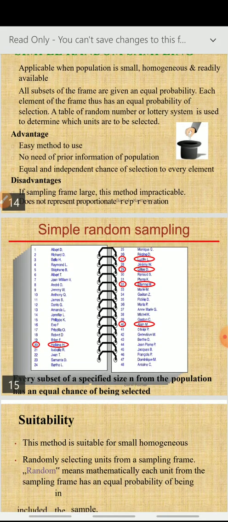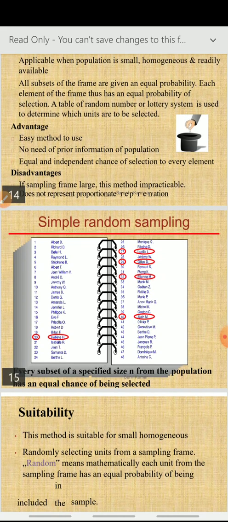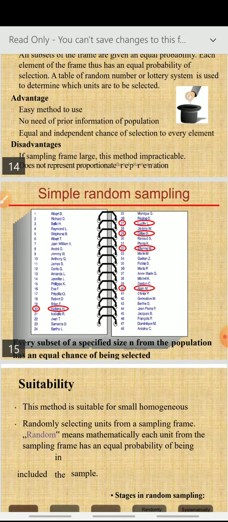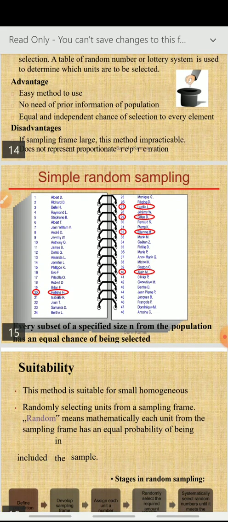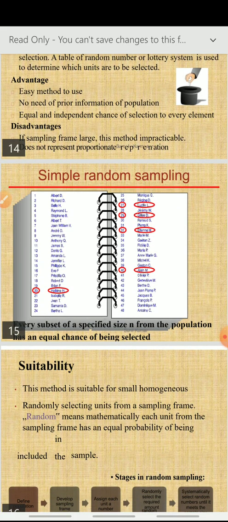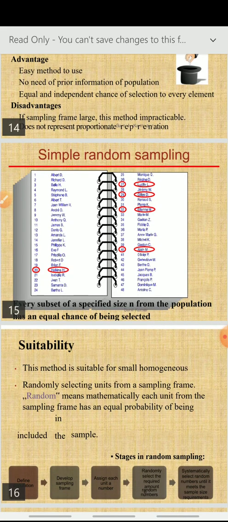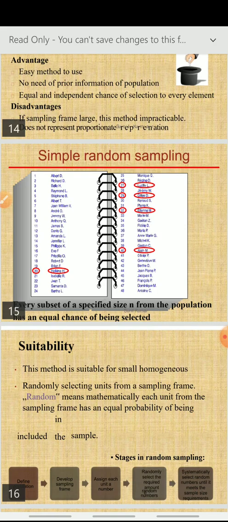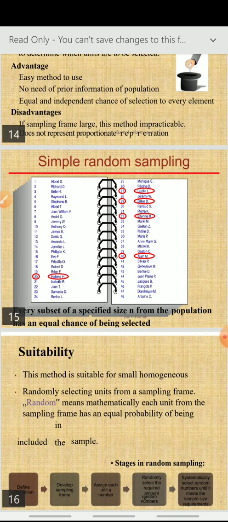Advantage: it is an easy method to use, there is no need of prior information of the population, and every element has an equal and independent chance of selection. What is the disadvantage of this method? If the sampling frame is very large, this method is impracticable because it's not easy to go by a chit system or lottery system. It does not give proportionate representation. We are not actually doing it in a systematic way, so that's why it doesn't represent proportionate representation.